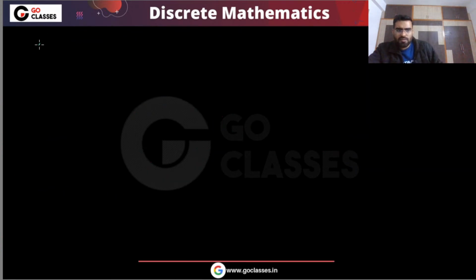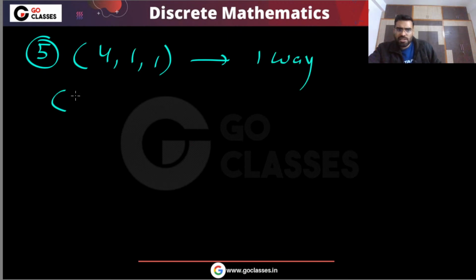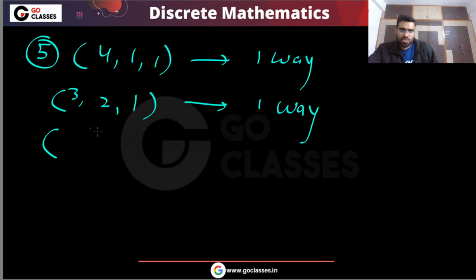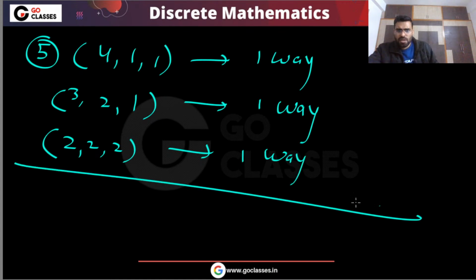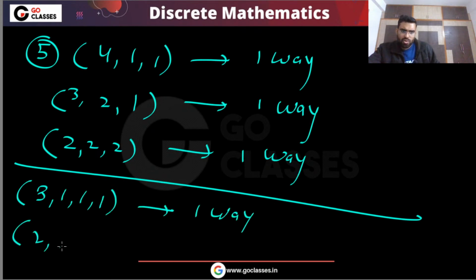That's it. Next what you can do is 4 1 1, like this. Again there is only one way. What else can you do? You can do 3 comma 2 comma 1. Again there is one way. Similarly, you can do 2 2 2, again one way. Next, you can do 3 1 1 1, again one way. Or you can do 2 2 1 1, again one way.